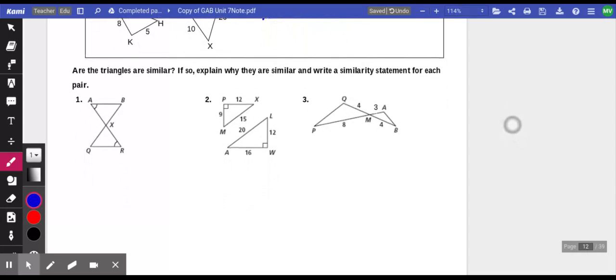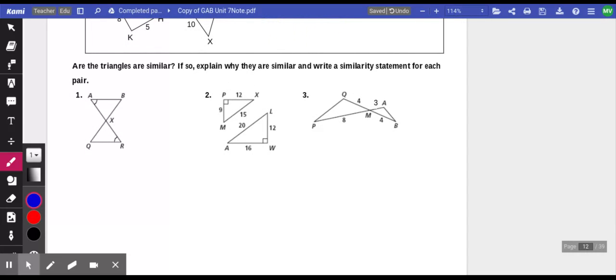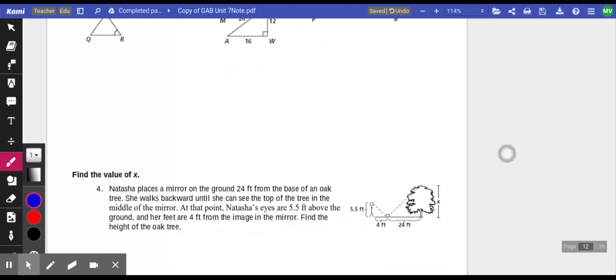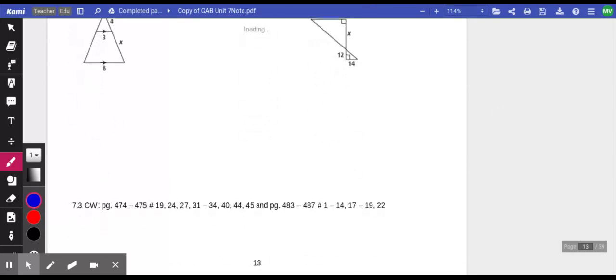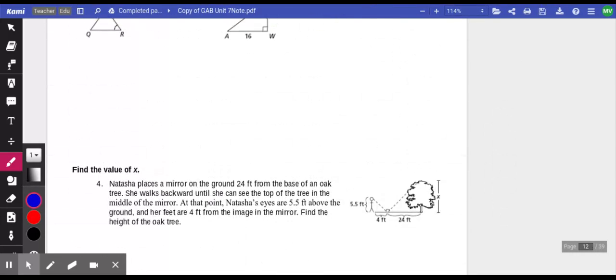So are the triangles similar? If so, explain why they are similar and write the similarity statement. So I want you to pause and I want you to try 1 through 4.